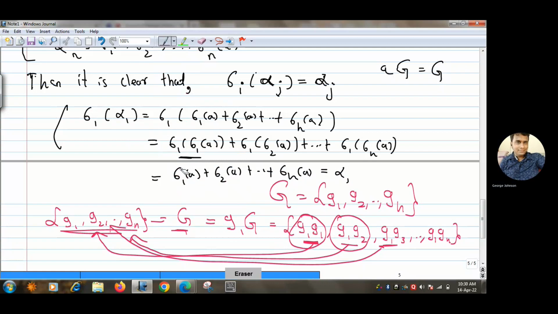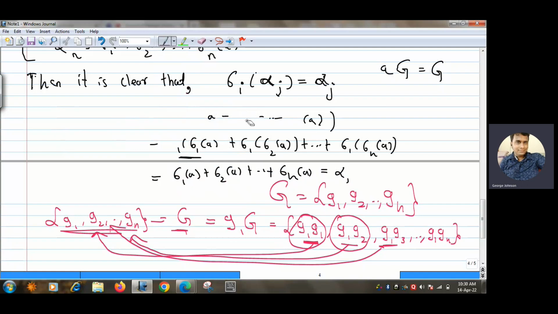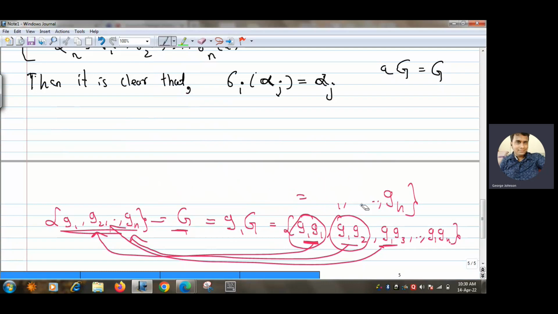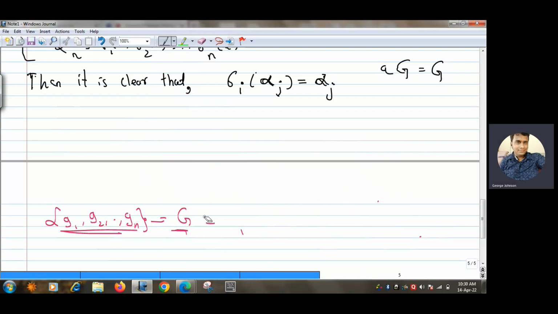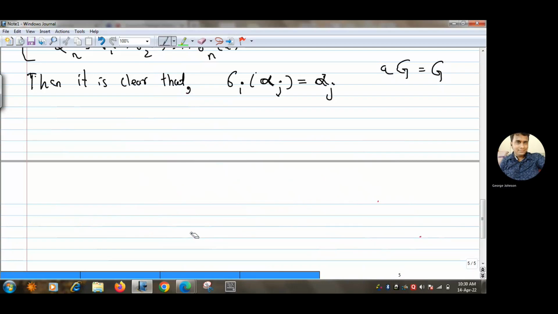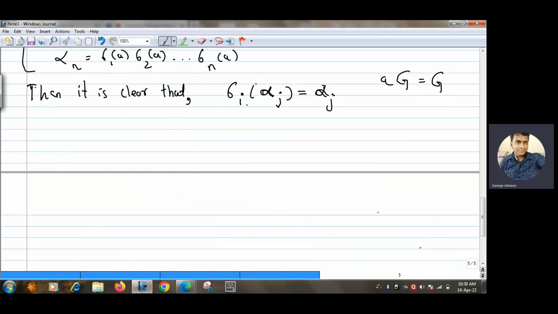Okay. So that is because of this result that for a finite group G, if I start with an element A belongs to G, then A into G is nothing but G. Okay. So what we have proved is every sigma i fixes every alpha j.